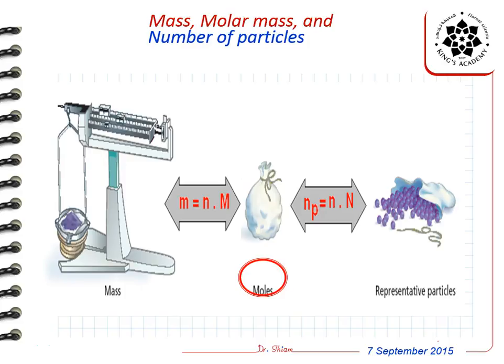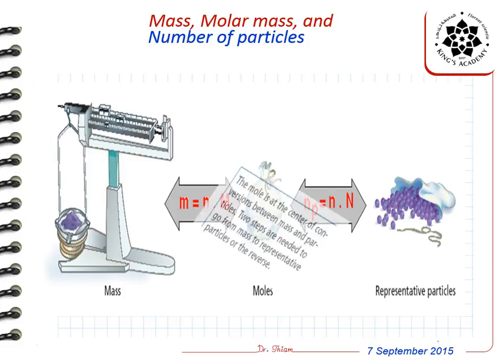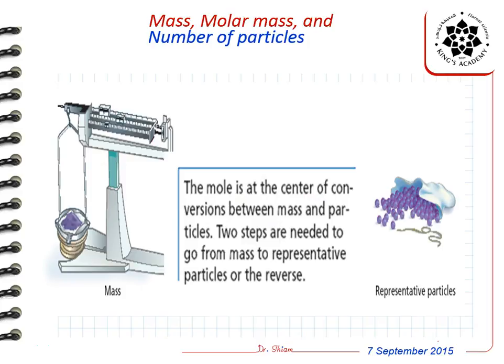Here is a visual. Again, from mass. Can you see it? I don't see my pointer. Hope you can see it. So on the left we have mass. In order to go from mass to number of particles, we have to stop by the number of moles.